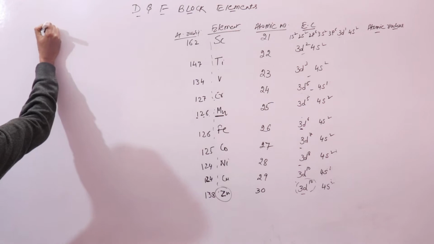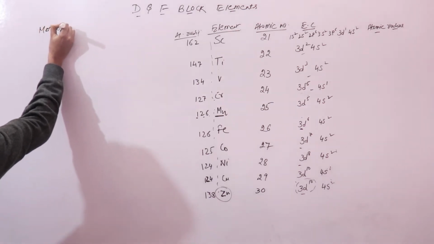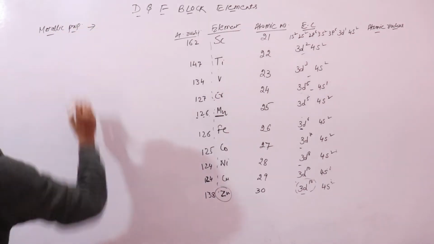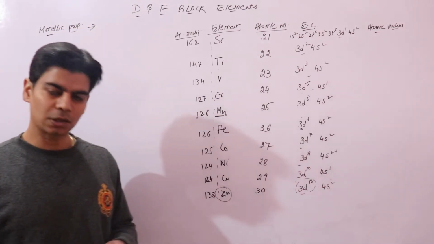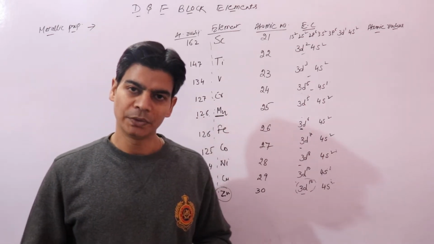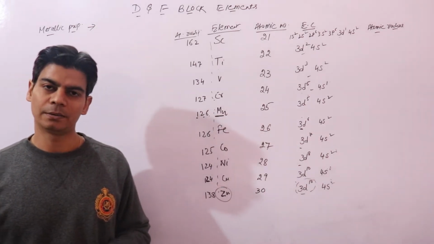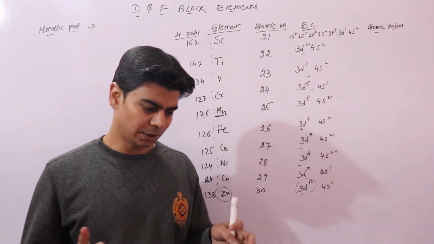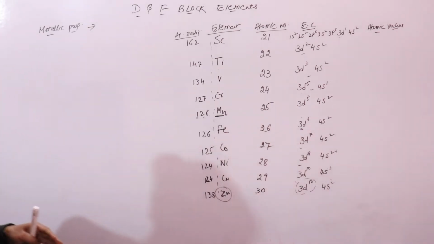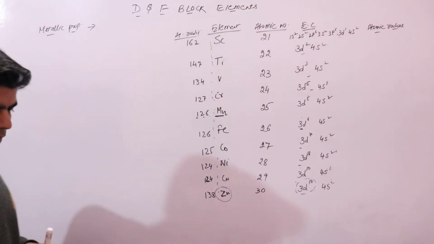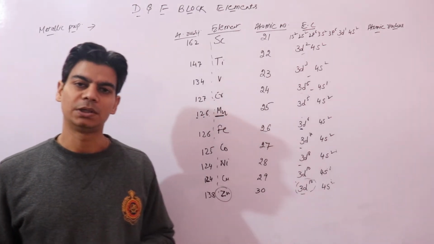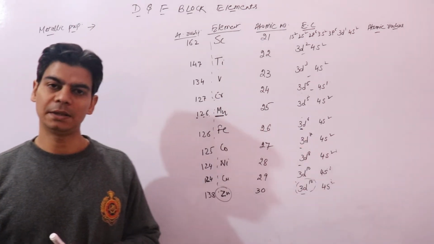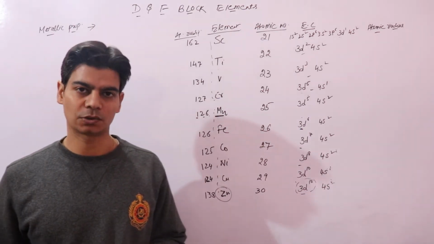So when we talk about metallic properties, we know that metals are good conductors of heat and electricity. They are malleable, they are ductile, they are hard, and they are strong. All these are metallic properties. So we would be looking into the reason for these metallic properties. We know that many metals are good conductors of heat and electricity because they possess free electrons.